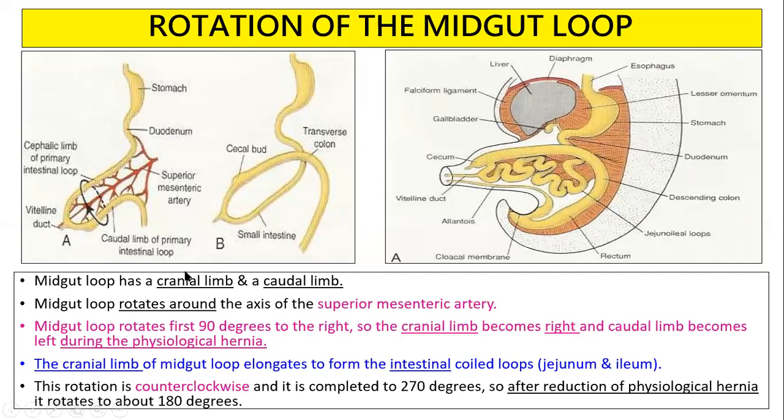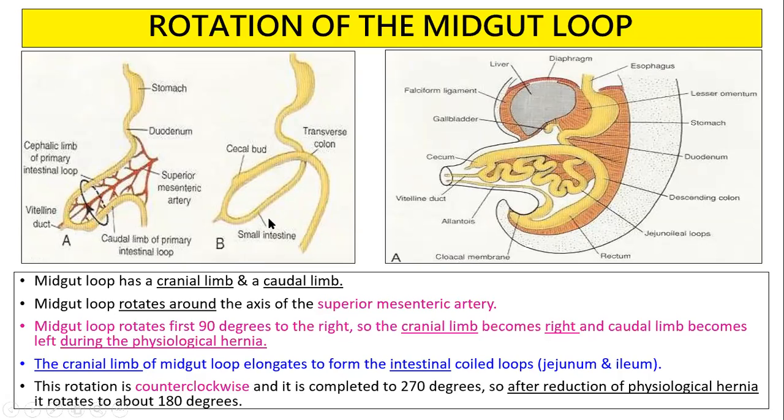The midgut loop has a cranial limb and a caudal limb. If you see here, there is the cranial limb. This is also called the cephalic limb, or the cranial. Cephalic means head, cranial also means head, and caudal means toward the tail. So there is the cephalic or cranial limb and the caudal limb. There are two limbs for the midgut. The midgut loop rotates around the axis of the superior mesenteric artery. Here is the superior mesenteric artery, and in that axis it will rotate.